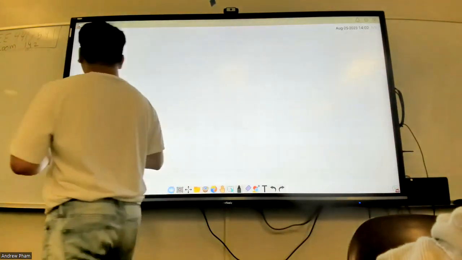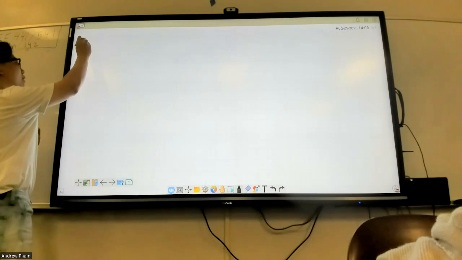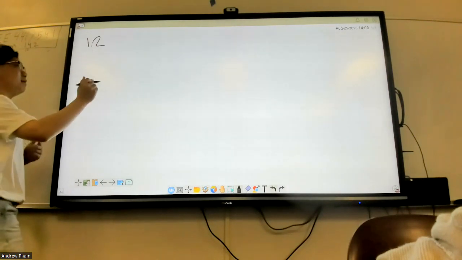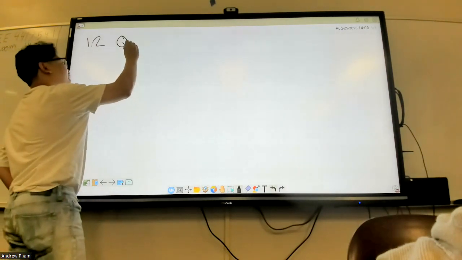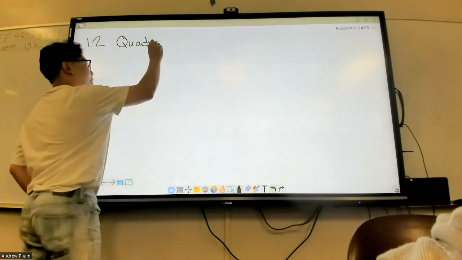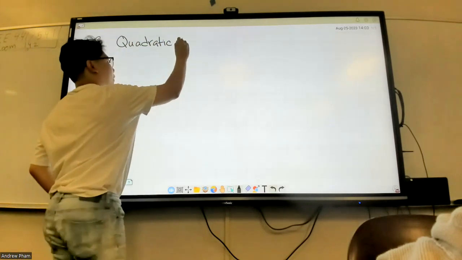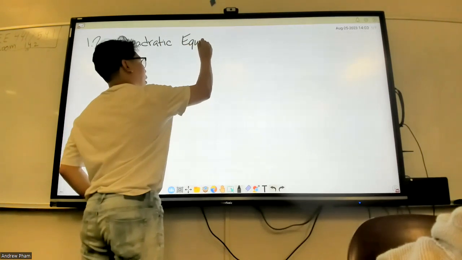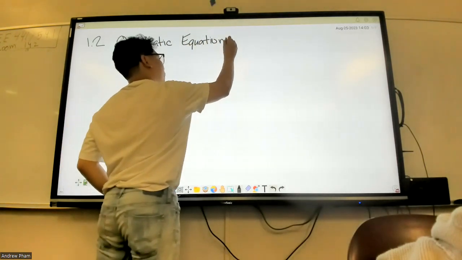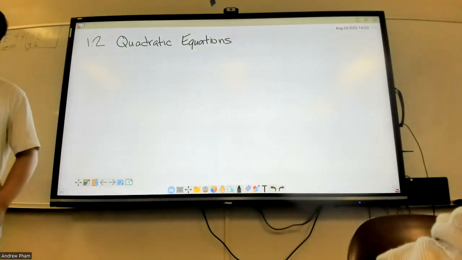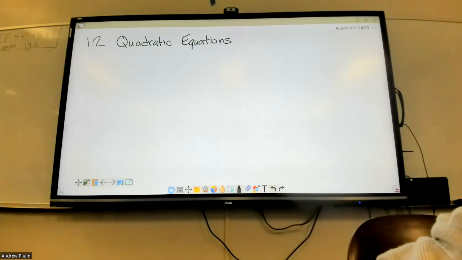So for today, we're going to continue studying our equations, and we're going to look at 1.2, quadratic equations. We're going to talk about what is a quadratic equation, and then we're going to go step by step. How do we solve these types of equations? How are they different from a linear equation? How are they the same?